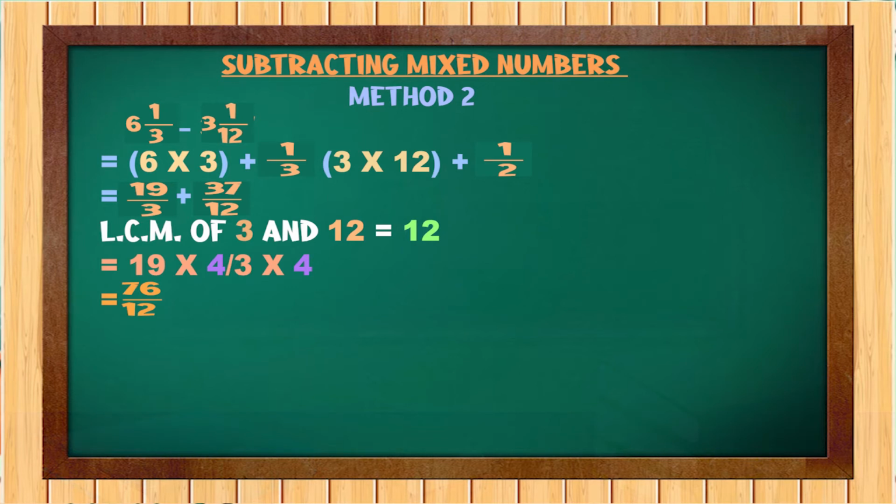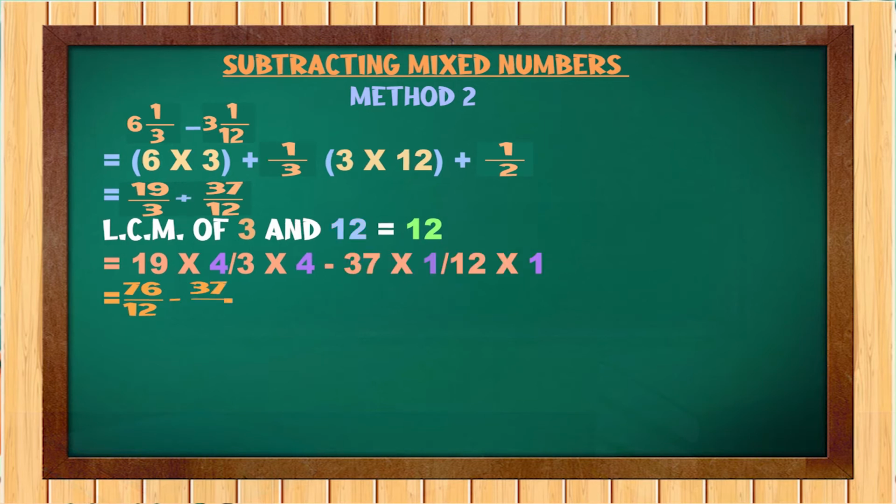Putting that aside, we're now going to convert the other improper fraction into a like fraction. In this case, we're converting 37/12, and we're using the lowest common multiple of 12. When we divide 12 by 12, that would give us 1. Now we have to multiply 1 by the numerator and 1 by the denominator. So 1 times 37 is 37, and 1 times 12 would be 12. So that fraction remains as it is.